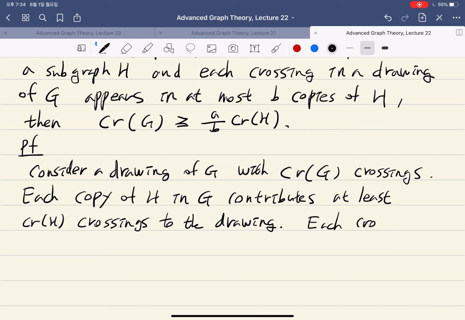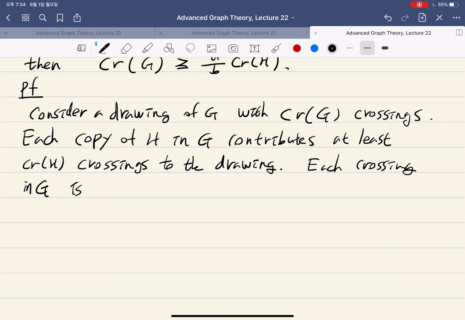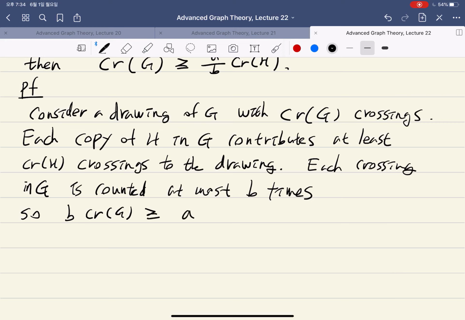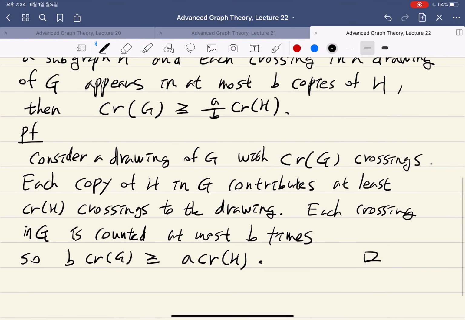and each crossing in G is actually counted at most B times. So for each copy of H, you count the crossings in that drawing of H, which is a sub-drawing of G. And we do that for all copies of H. Then each crossing is actually counted at most B times. So B times crossing number of G is at least A times crossing number of H. So this proves this inequality.